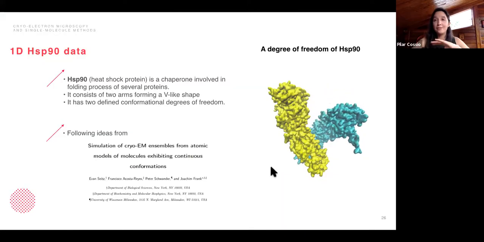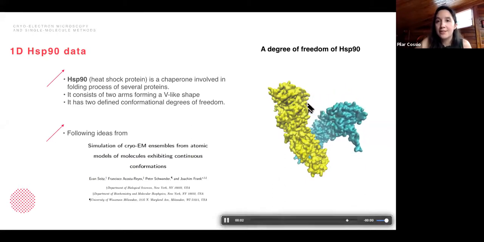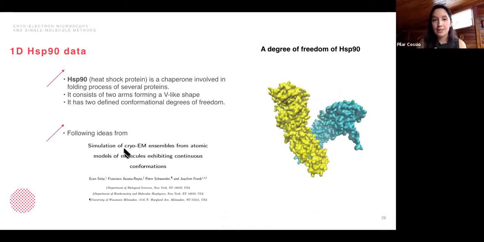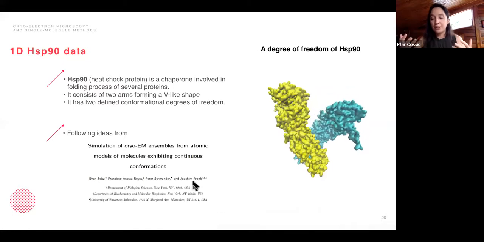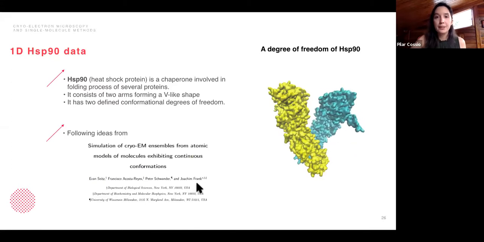So here we have the simplest system. This is a one-dimensional movement of an HSP90 chaperone that is involved in many folding processes. This is a V-like shape, and you have a closed conformation and an open conformation. We are following ideas to generate the images from recent work by Frank's group. So how do you generate reasonable and good synthetic Cryo-EM images?